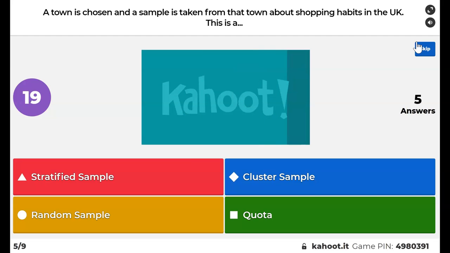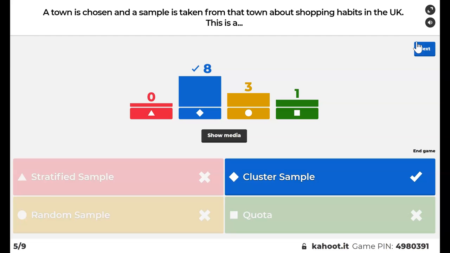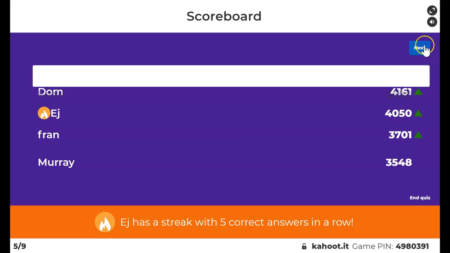So the town's chosen and the sample is taken from that town about shopping habits in the UK. What type of sampling is that? Yeah, cluster sampling. That is right. So you treat each town as a cluster. Each town would be a cluster in this example, so that's why it's cluster sampling.